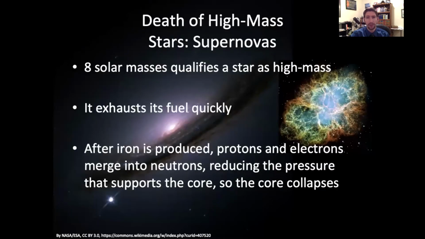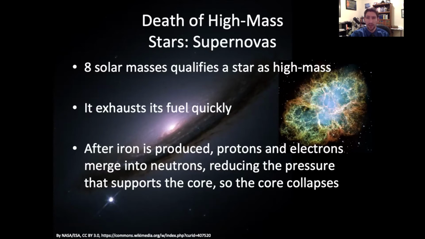Roughly 8 solar masses is the amount of mass required for a star to be considered high mass. Their main sequence is hotter, bluer, more luminous, and lasts shorter. That's because it goes through its fuel faster. At the end of the main sequence, it becomes a pulsating yellow giant and then a red supergiant. With its higher temperature, it fuses heavier elements in its core, helium to carbon, carbon to oxygen, and ultimately silicon into iron.